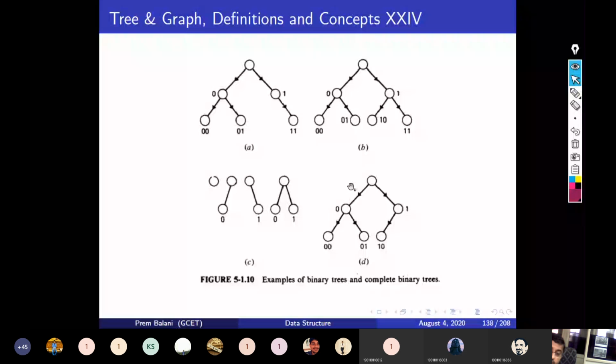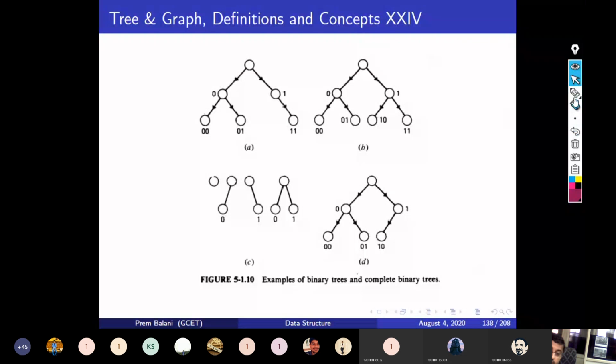So here, this is the example of binary trees and complete binary trees. Let's check. Here, this node has out degree 2. This node has also out degree 2. And this node has out degree 1. So this is not a complete binary tree, right? And here, out degree 2, 2 and 2, and the out degree of these nodes is 0. So this is a complete binary tree.